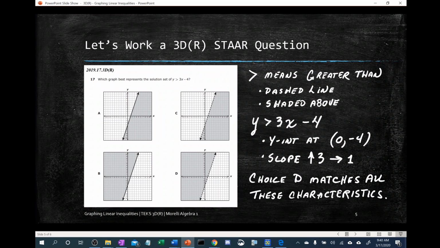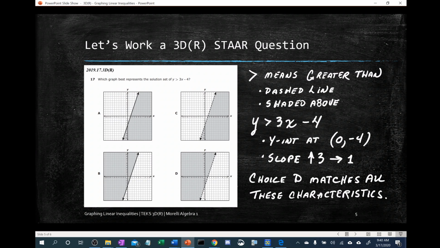Looking at these different examples, we can eliminate answer choice A because it's shaded below and has a solid line. We can eliminate answer choice B because it has a solid line. We can eliminate answer choice C because it's a dashed line, but it's shaded below. We're looking for shading above. And answer choice D meets all of our requirements. It's a dashed line shaded above with a y-intercept at negative 4.